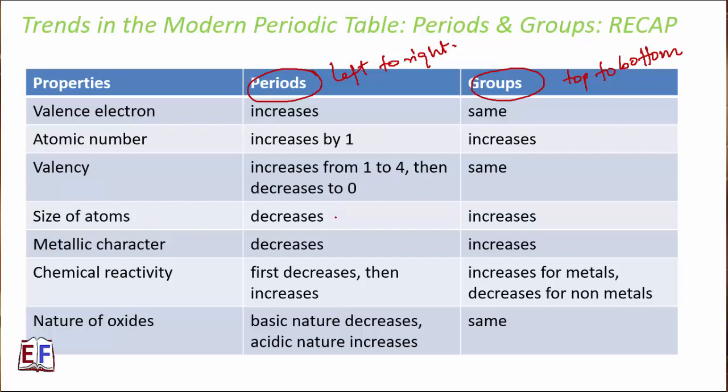Size of atoms decreases, increases, metallic character decreases, increases. Chemical reactivity first decreases, then increases. For groups, it increases for metals and decreases for non-metals. Nature of oxides, basic nature decreases, acidic nature increases, whereas it remains the same in groups.